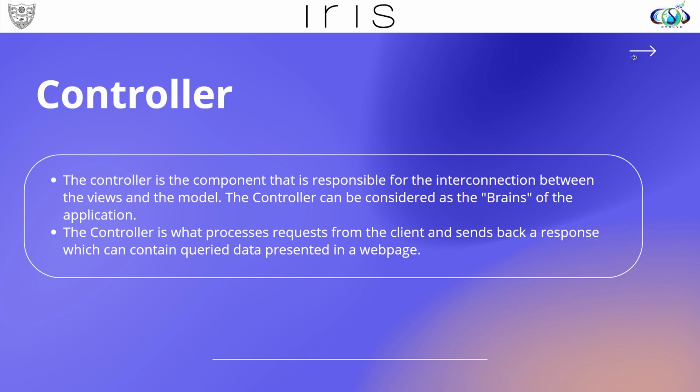Controller. Controller is what interconnects the model and the view. It can be considered as the brains of the application. Any request made by a client reaches an appropriate controller which processes it and generates a response. This response can contain data queried from the model part, which is presented in the views part as a web page.